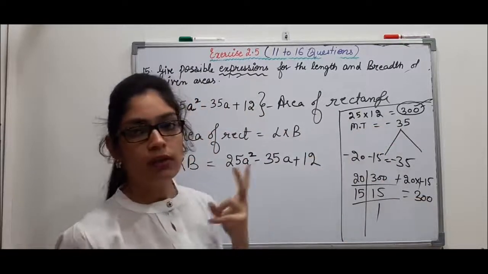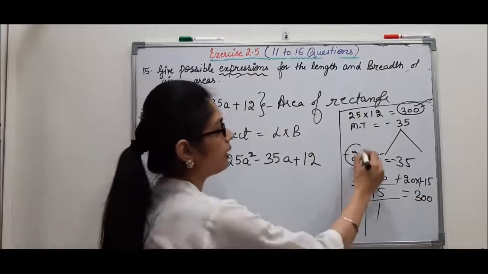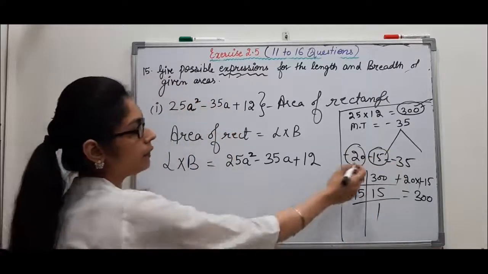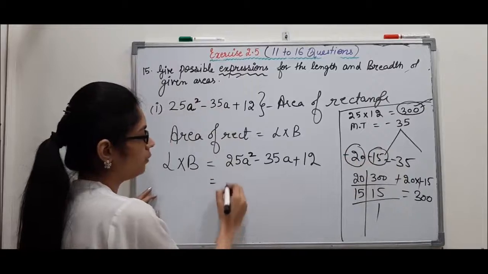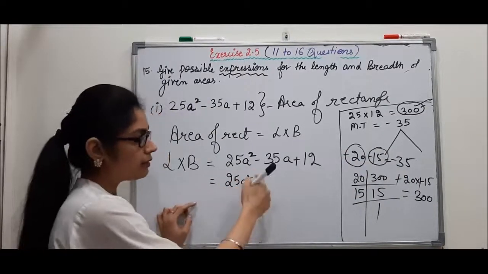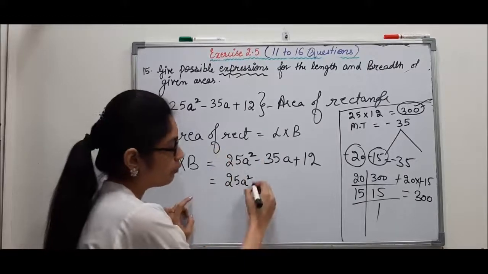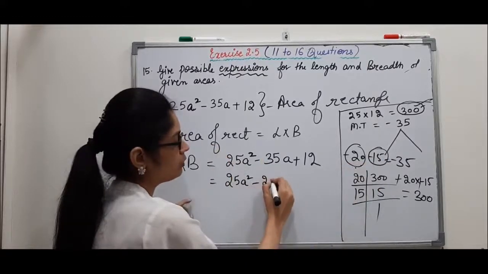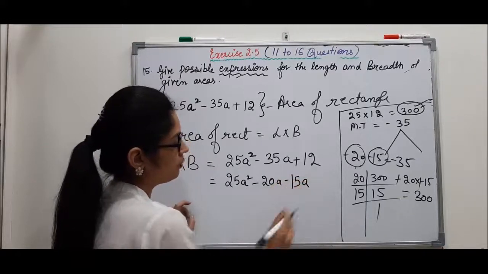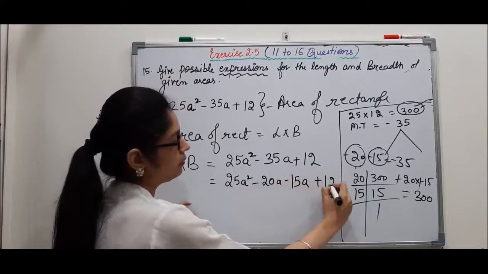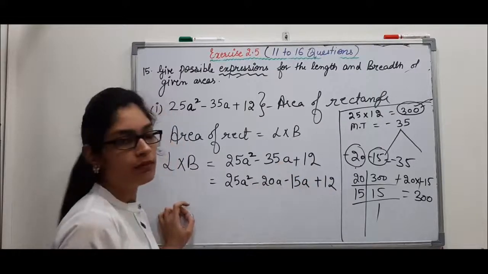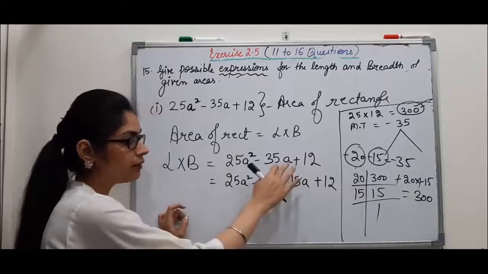So we have got the two numbers, minus 20 and minus 15. So we will split the middle term into these two numbers. Let's do 25a square, we will write as it is. Instead of minus 35, now we have to write these two numbers: minus 20a minus 15a plus 12. See, minus 20 and minus 15 is equal to minus 35a. So we just have split the middle term.